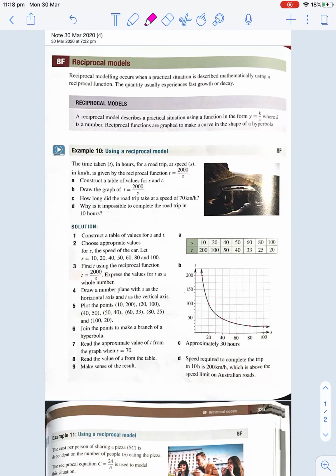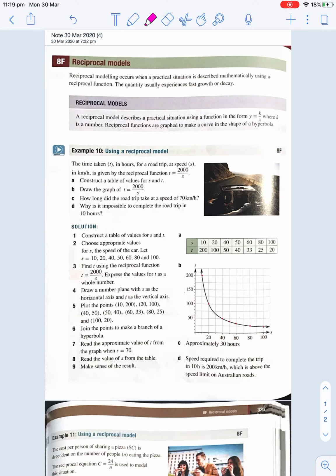Hi guys, for today's lesson we're going to be moving on to reciprocal models. So this is where we're putting reciprocal functions into more worded sort of questions where you have to deal with some sort of model which is going to be using this general reciprocal equation where you've got x on the denominator and you've got some random number up the top and you've got y by itself.